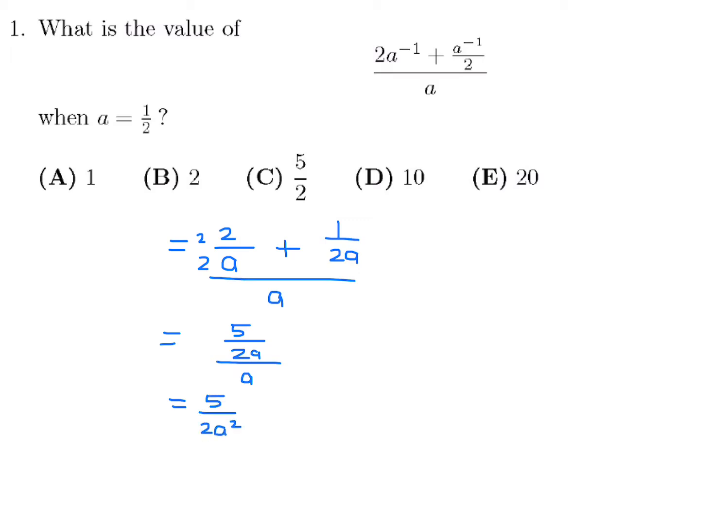Now we can substitute a equal to a half, and when we do, you get 2 times a quarter in the denominator, and that's really just a half, so it's 5 over a half, and 5 divided by a half is 10. So number 1, the answer is D.